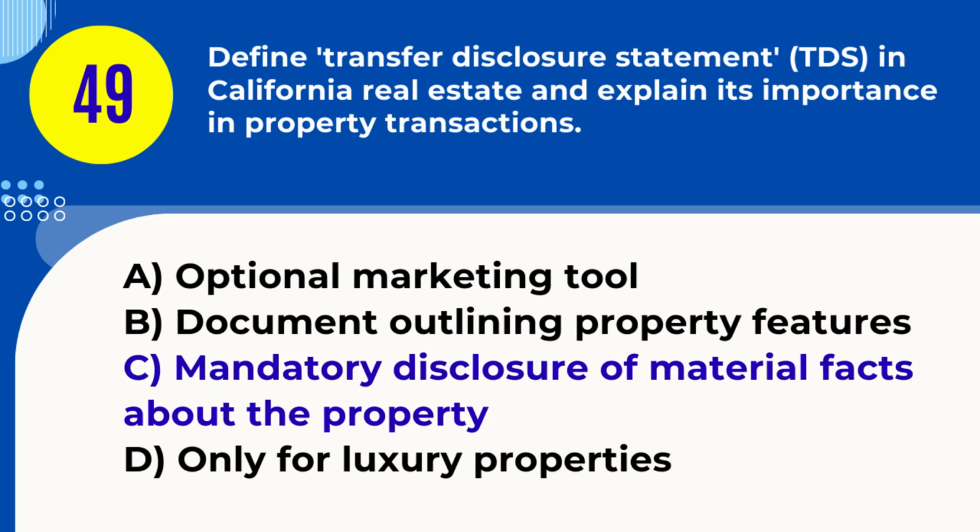Answer. C. Mandatory disclosure of material facts about the property. Explanation. The Transfer Disclosure Statement, TDS, in California real estate is a legally required document where the seller discloses material facts about the condition and history of the property, critical for informed decision-making by the buyer.